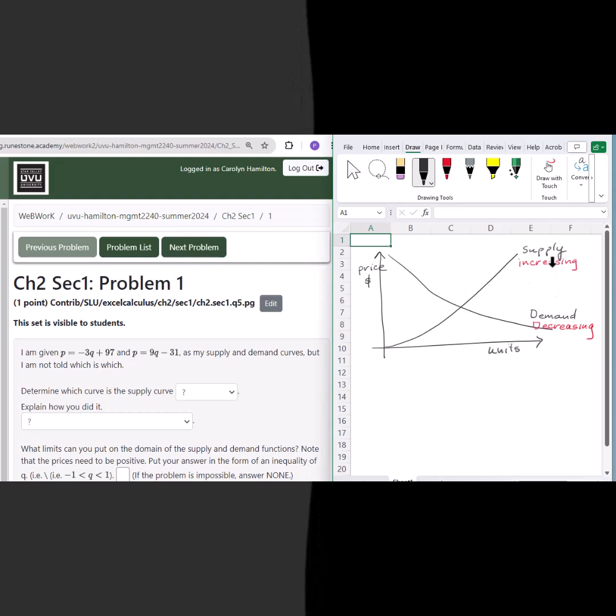Supply is just the opposite. If you want manufacturers to produce more, you need to give them a higher price for each item that they make. So when price goes up, supply will go up, and it creates an increasing graph.